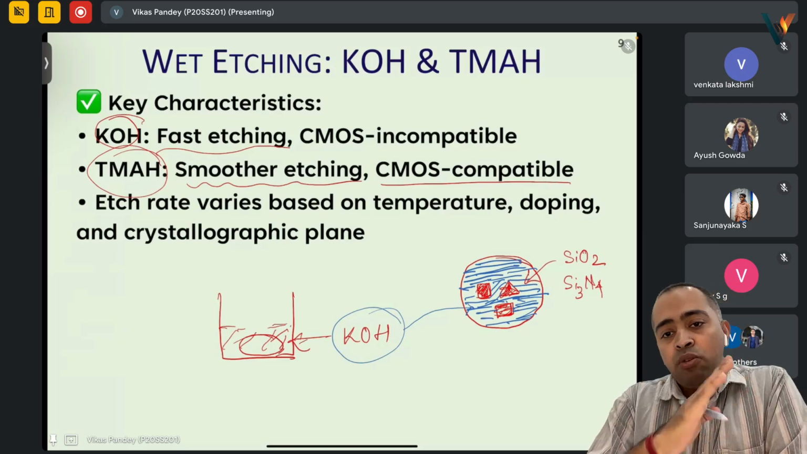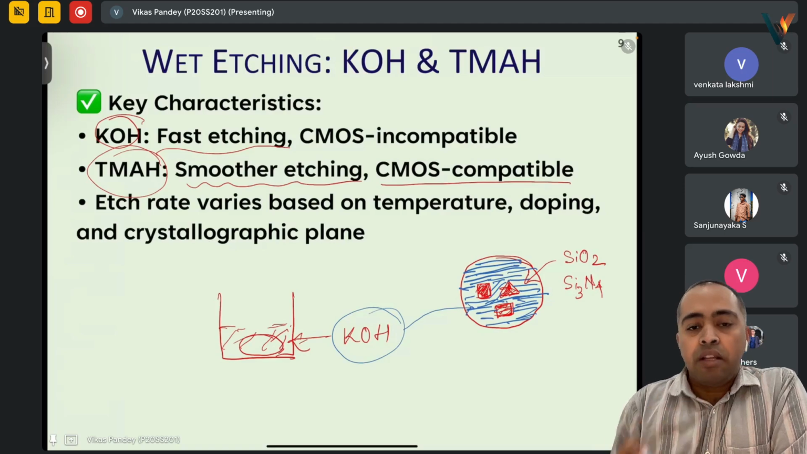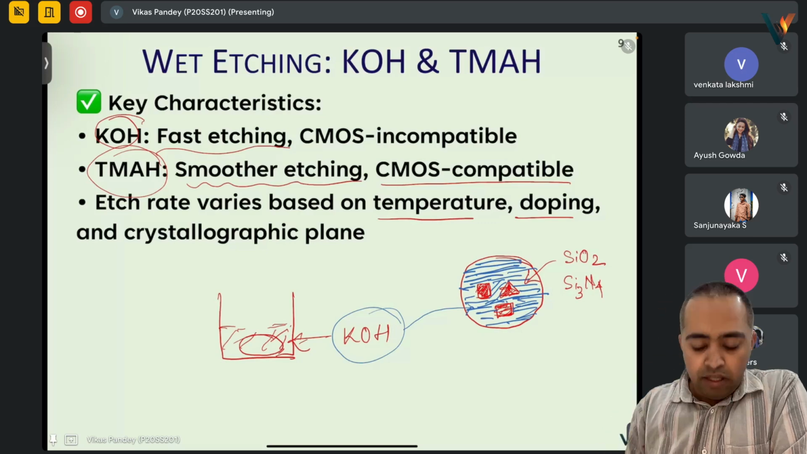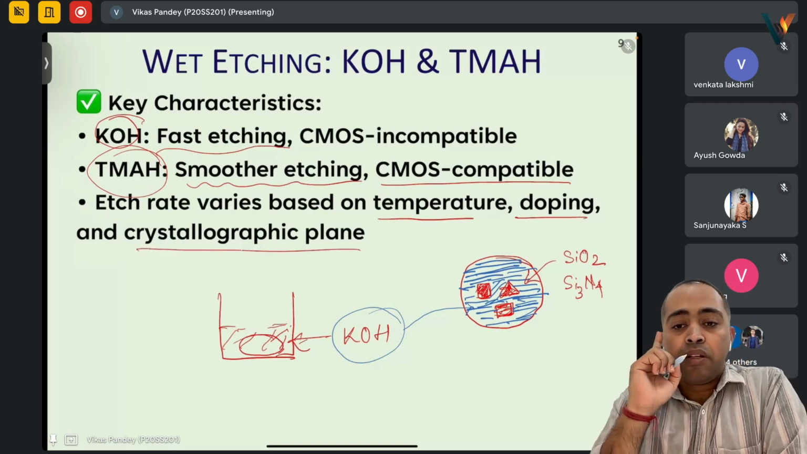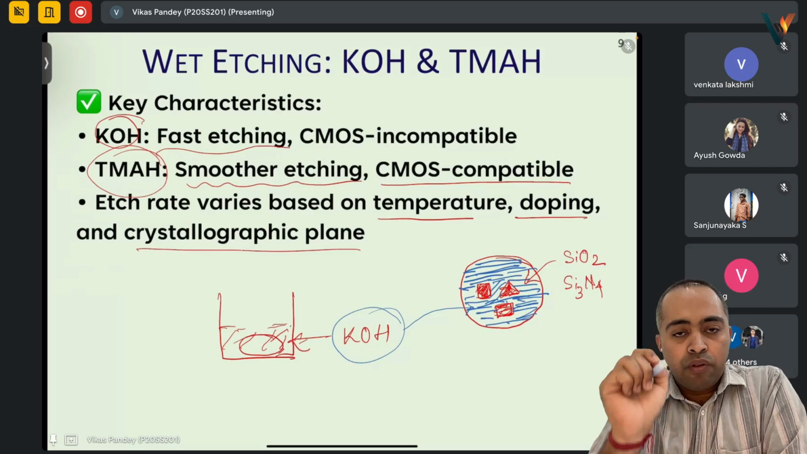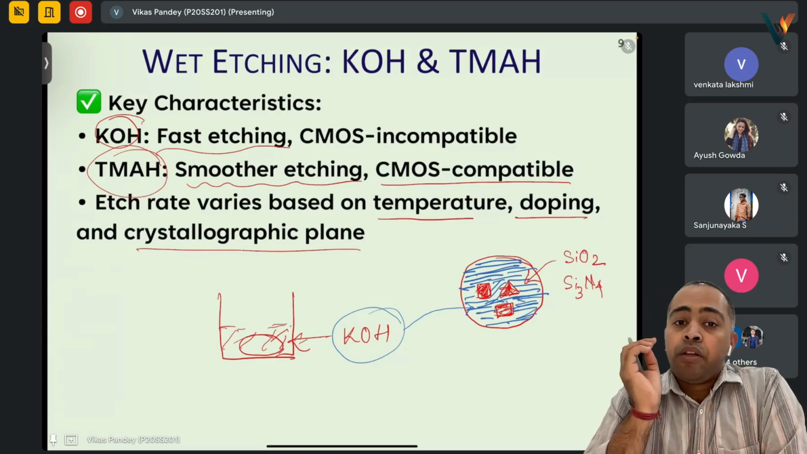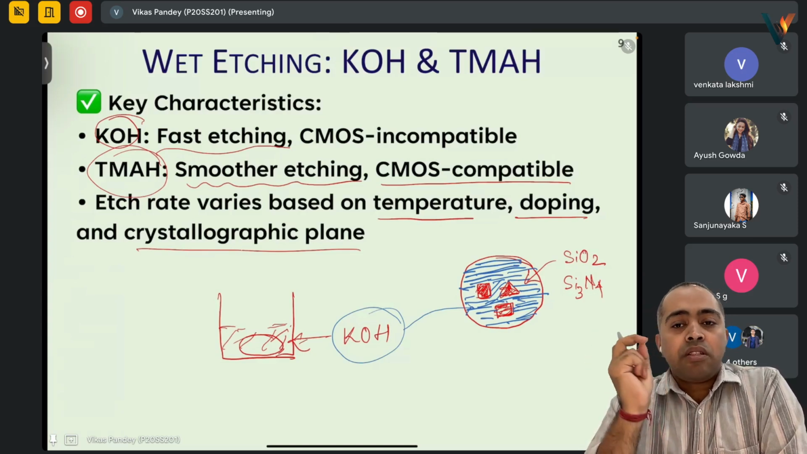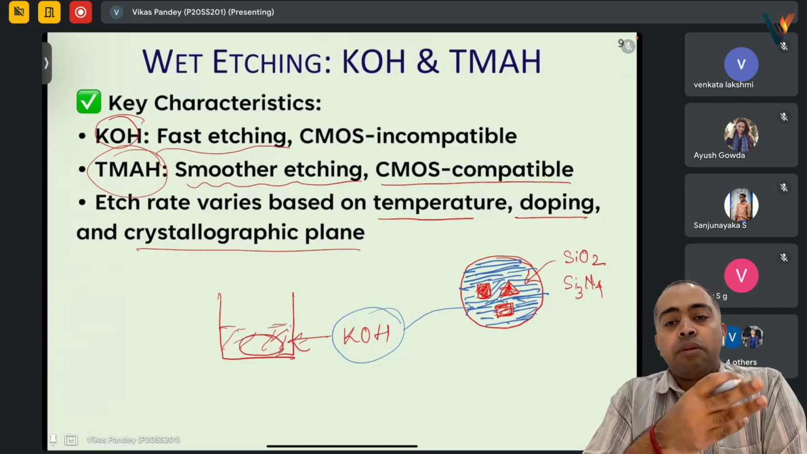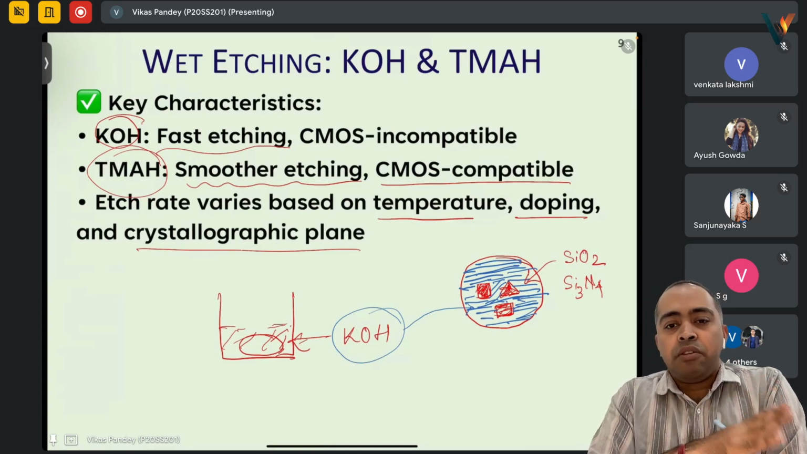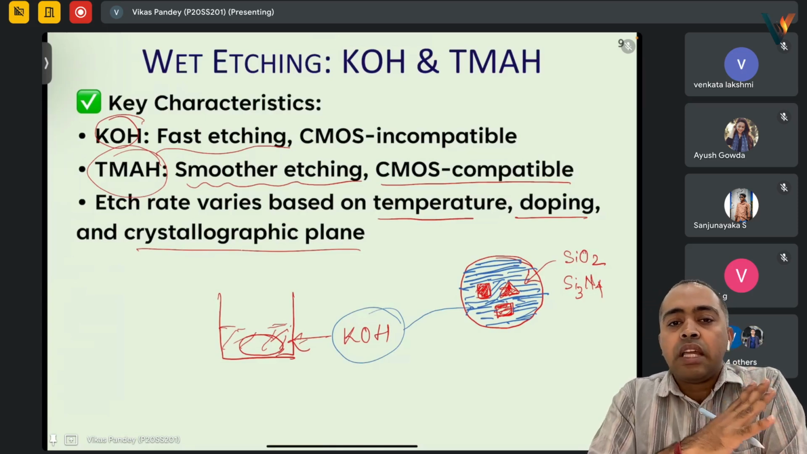Along with this, the etch rate will vary based on temperature, the doping of the silicon, and the crystallographic plane. If we take 111 silicon, 110 or 100, it will have different etch rates. But for a fixed temperature, fixed doping and a fixed crystallographic plane, the etch rate will more or less be the same for most of the processes that you do.